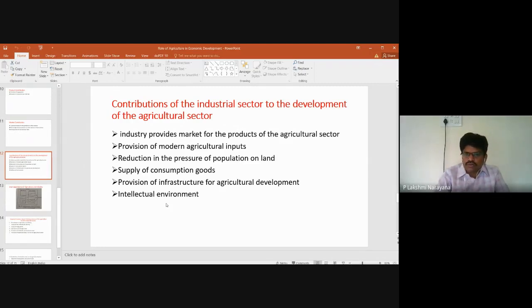Industry provides market for the products of the agriculture sector, provision of modern agriculture inputs, reduction in the pressure of population on land, supply of consumption goods, provision of infrastructure for agricultural development, and intellectual environment. So the first: industry provides market for the products of the agriculture sector.